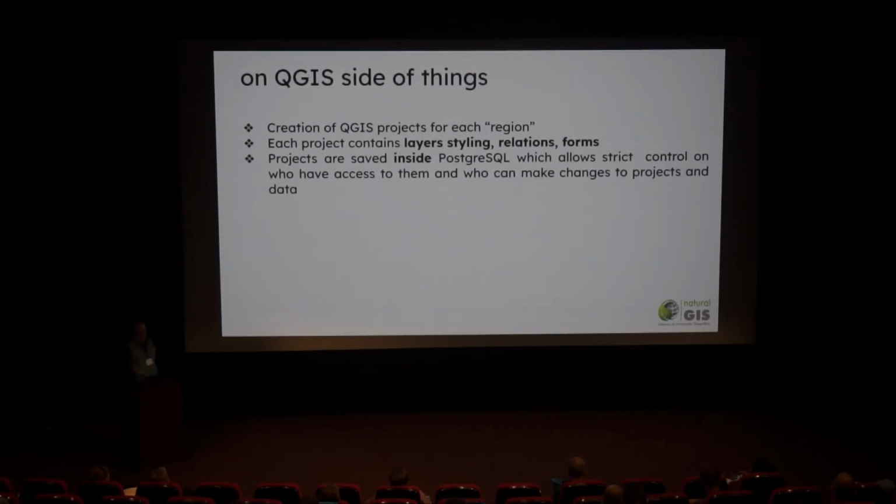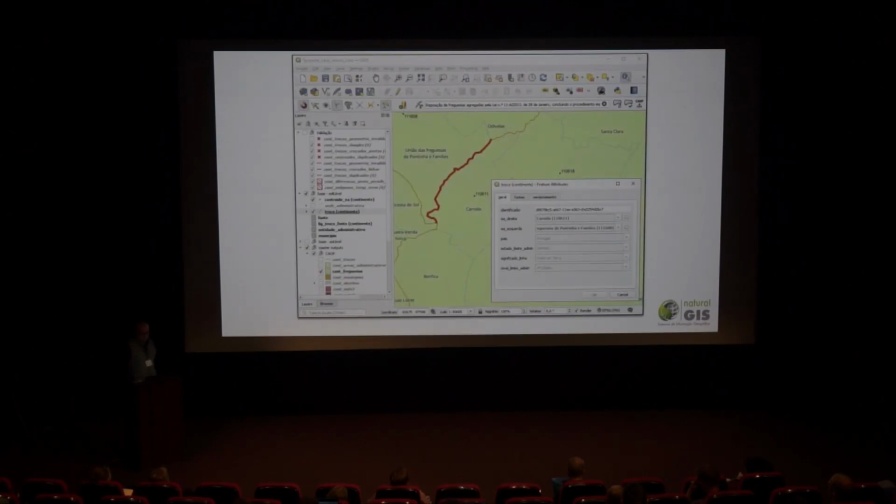On the QGIS side of things, we created projects with styling and relation forms. Everything is stored in the database. This is a screenshot of how one of these projects looks. There are a lot of tables, and of course the project and the layers have their proper forms with relations to allow navigating and handling the data.